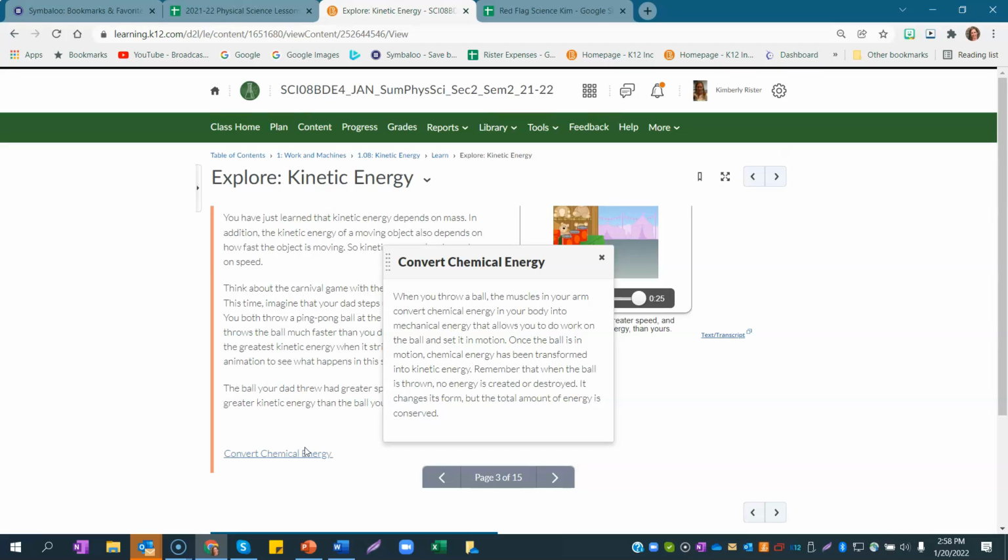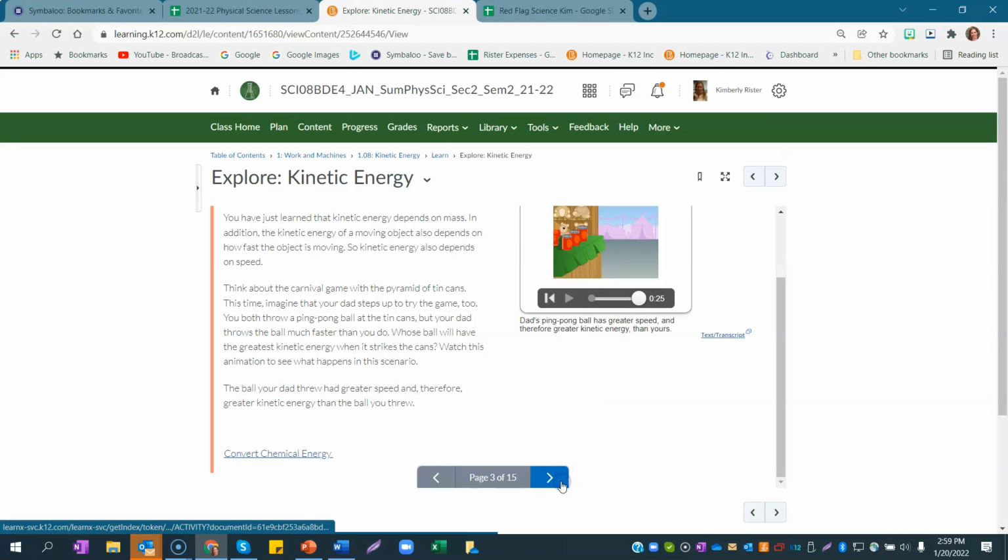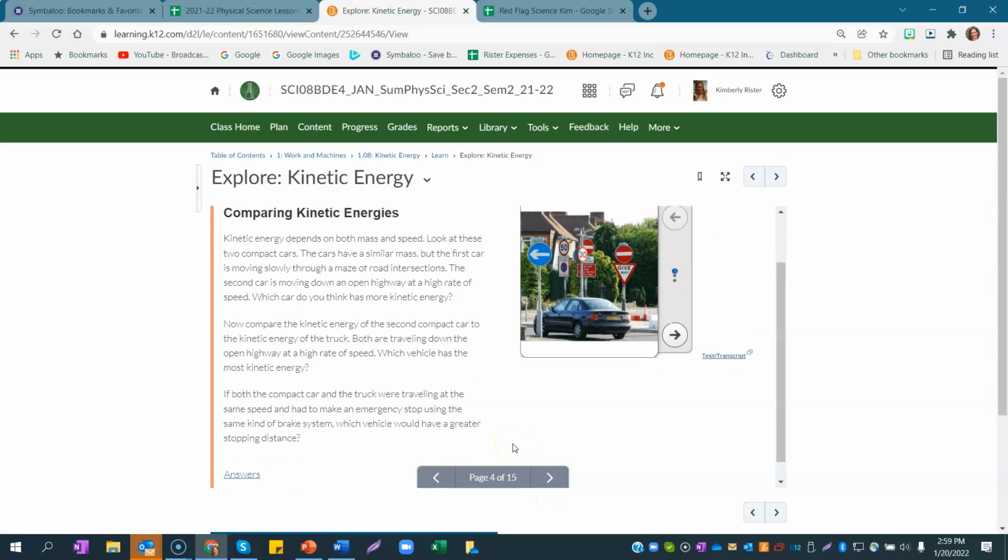Remember that when the ball is thrown, no energy is created or destroyed. It changes its form, but the total amount of energy is conserved. So kind of like when we learned about the conservation of mass and we were balancing equations back in semester 8. This is the same concept, right? We are not creating or destroying energy. We are converting it.